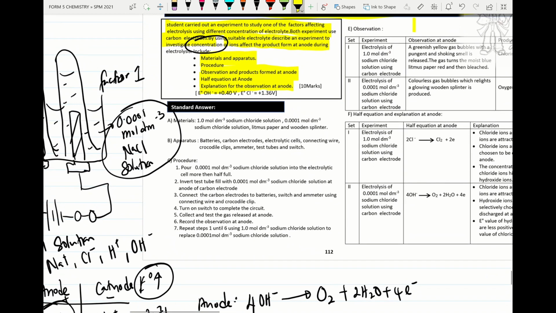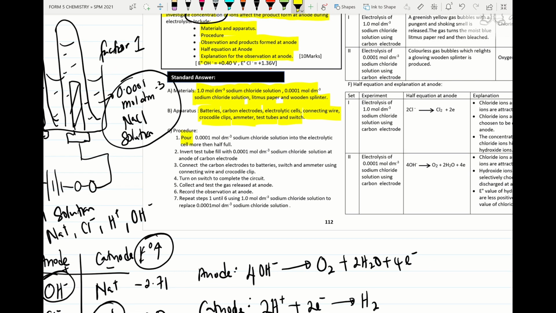So how to answer this question, we check the module. First thing, we need to list out all the materials: 1.0 mol dm⁻³ of sodium chloride solution, 0.001 mol dm⁻³ of sodium chloride solution, litmus paper to test the chlorine gas, and wooden splinter to test the colorless gas bubbles given off at the anode. Also battery, carbon electrode, electrolytic cell, connecting wire, crocodile clip, ammeter, test tube, and switch.